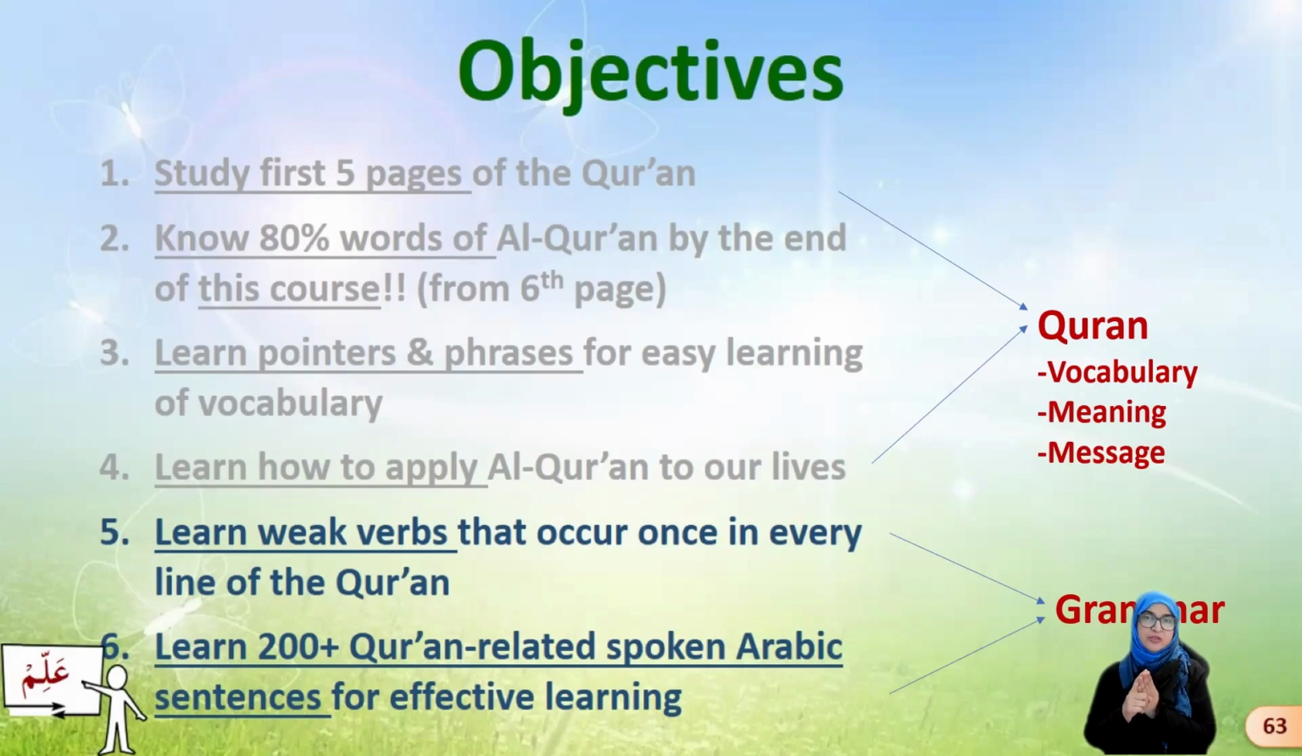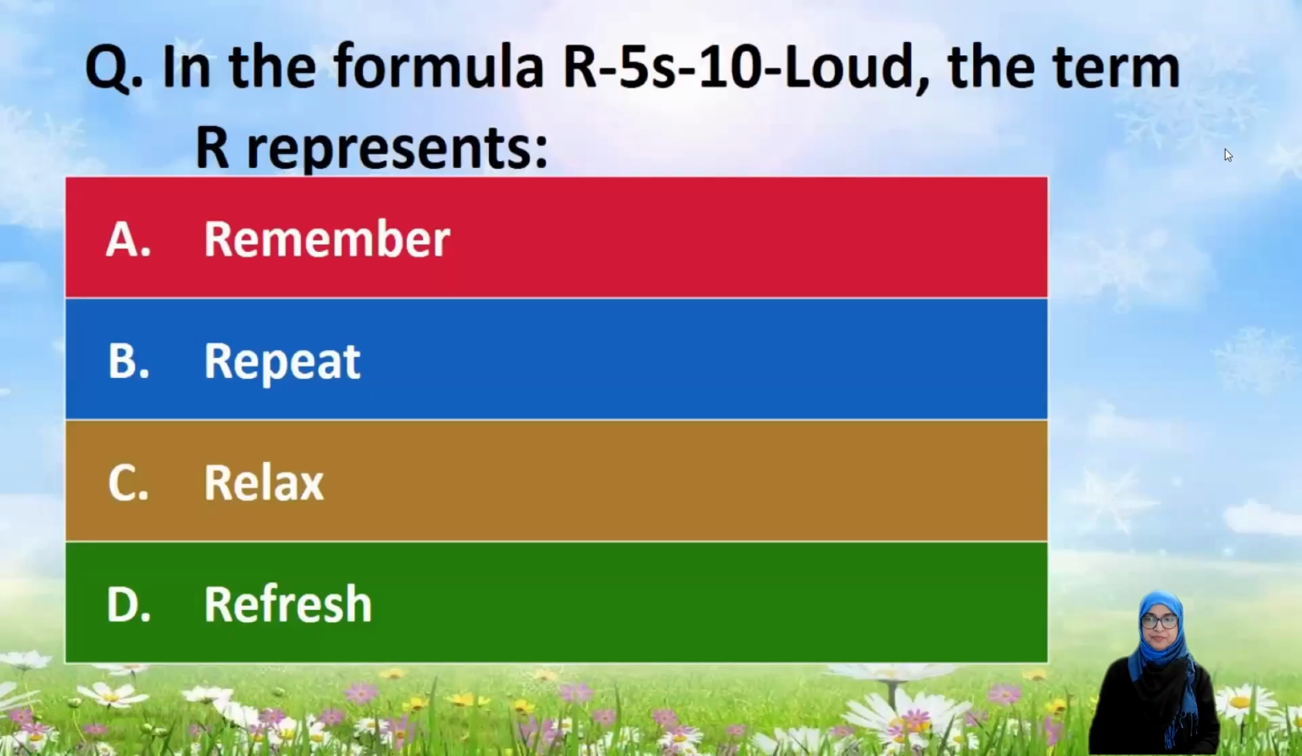These 4 topics, you will find in the section of the Quran, page 1a of the Quran, where we will learn the vocabulary, we will learn the meaning of those words, we will learn a little tafsir about that part of the Quran. We will learn the message, what message we are getting from that part. And the last 2 objectives are related to grammar.